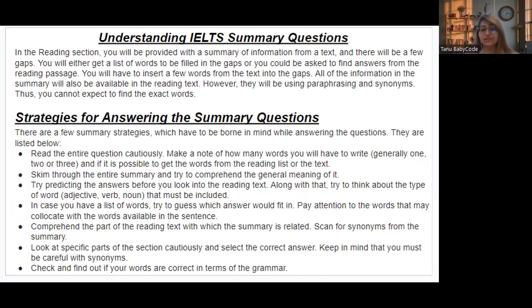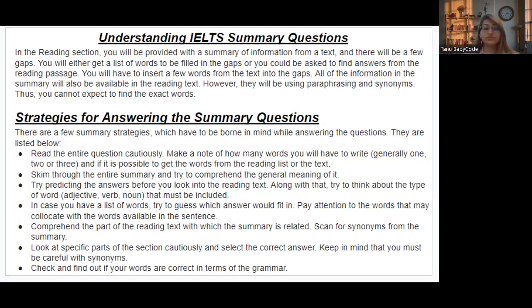Let's look at some of the strategies for summary completion. There are a few strategies which you need to keep in mind when you answer the summary completion question. Very first is read the entire question properly. Make a note of how many words you will have to write, either one or two, right? And if it is possible to get the words from the text, skim through the entire summary and try to comprehend the meaning of it. Try to predict the answers before you look into the reading text. Along with that, try to think about the type of word. It can be an adjective, verb, or noun, right?